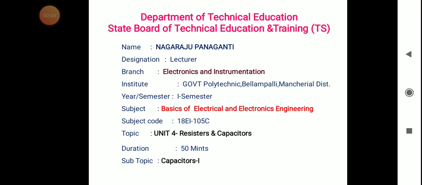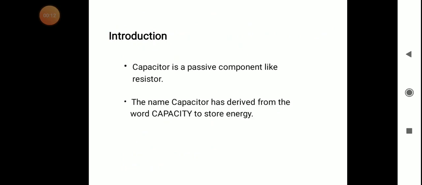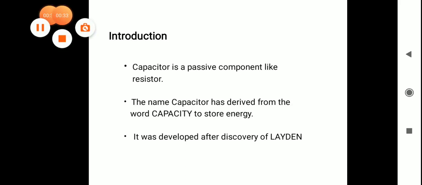Today we are going to discuss capacitors. Introduction to capacitors. A capacitor is a passive component like a resistor. The name capacitor is derived from the word capacity, the capacity to store energy.